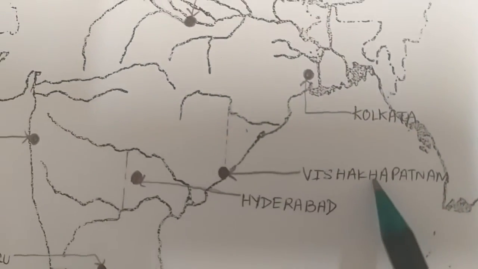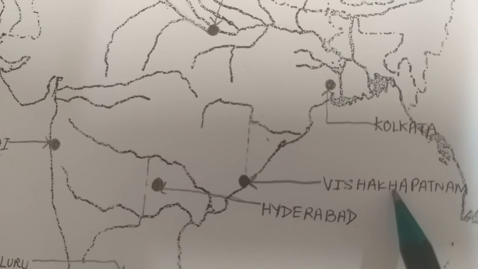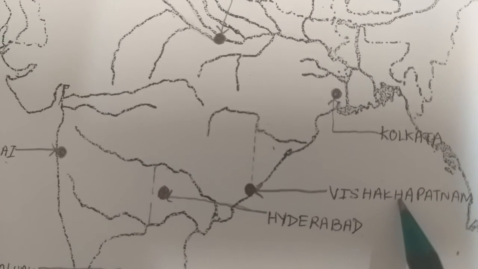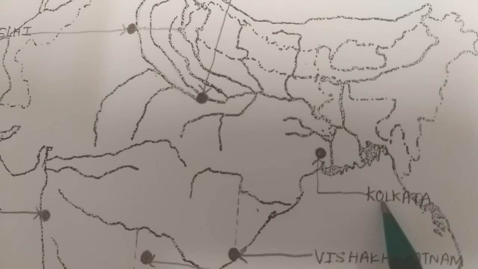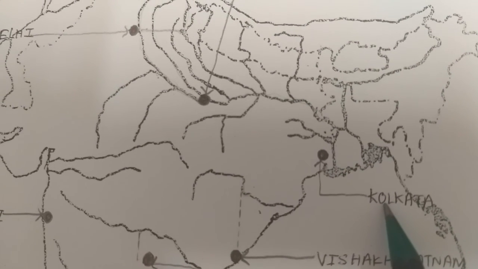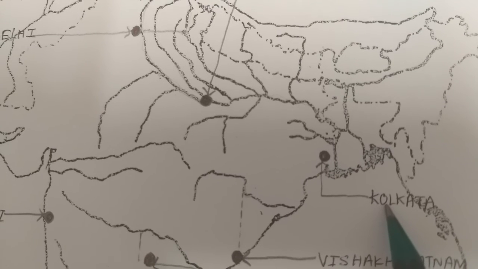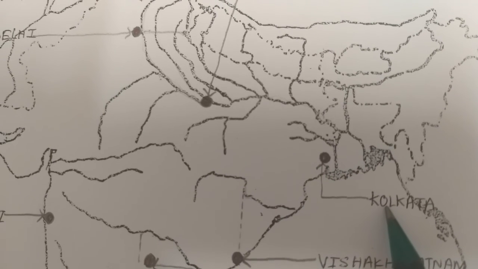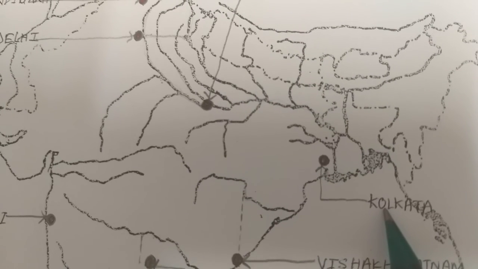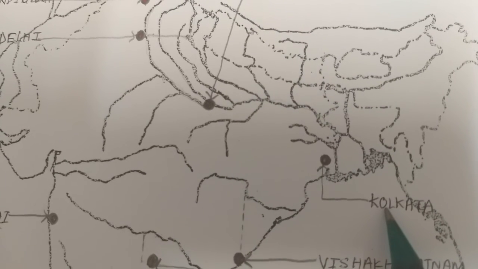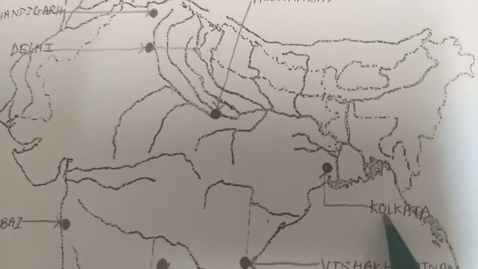Visakhapatnam, remember it has the largest shipbuilding industry in India. Kolkata is the port which exports tea on a large scale. Kolkata is the largest exporter of black tea in the world. And Kolkata is also a riverine port because it is on the river Hooghly.